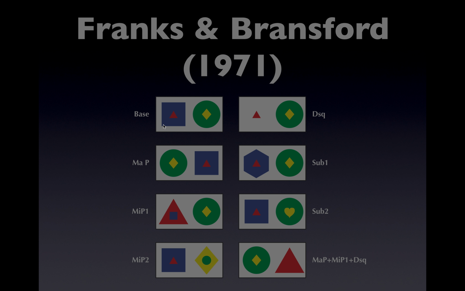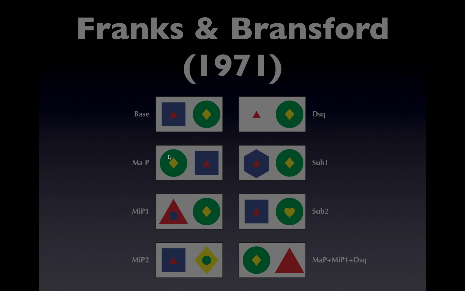On the left side, you have a big blue square with a small red triangle inside. And on the right, you have a big green circle with a small yellow diamond inside. And that's what they called the base configuration. And then from the base configuration, they defined a number of transformations or moves that you could do to that base configuration. They predefined these. It's stuff like delete square. If you look at this card in the top right, it's exactly the same as the base configuration, except they deleted that blue square.